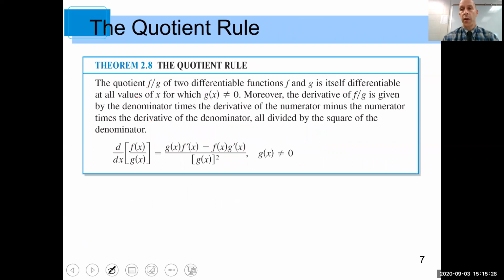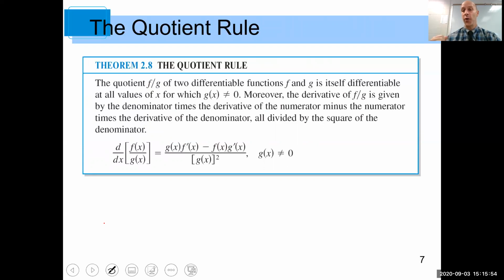The quotient rule also is not as intuitive as you would hope that it would be. You would hope that the derivative of f of x over g of x would just be the derivative of f divided by the derivative of g. Again, unfortunately, that is not the case. So this derivative is actually g times f prime minus f times g prime divided by g of x squared.